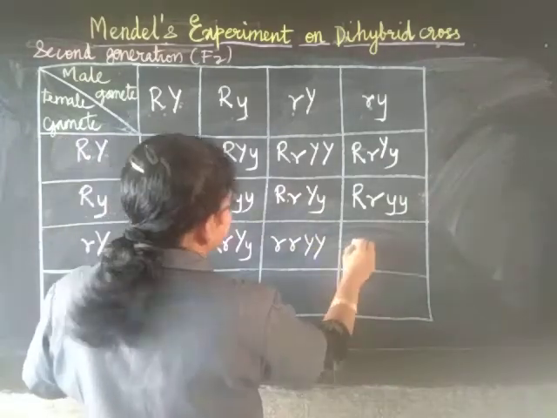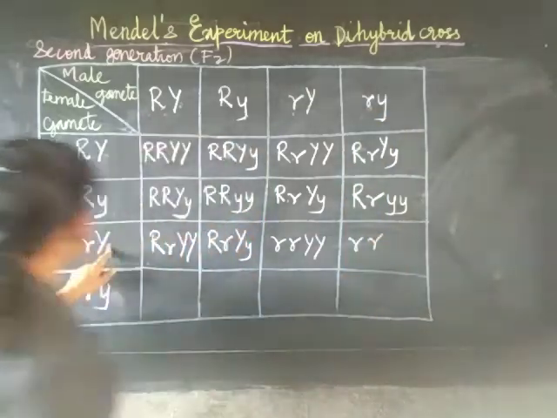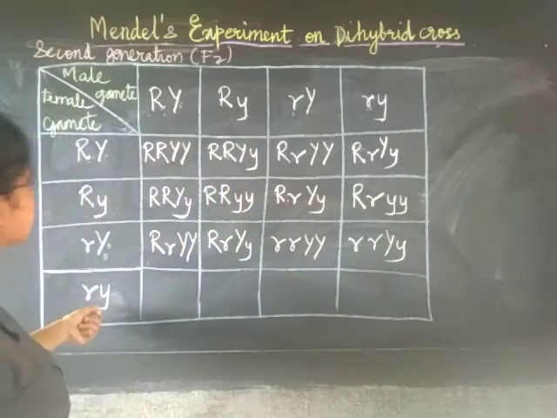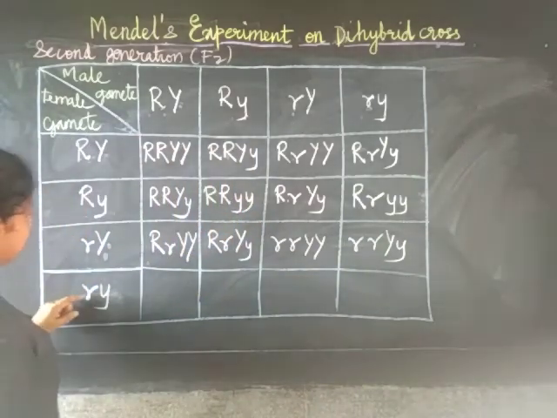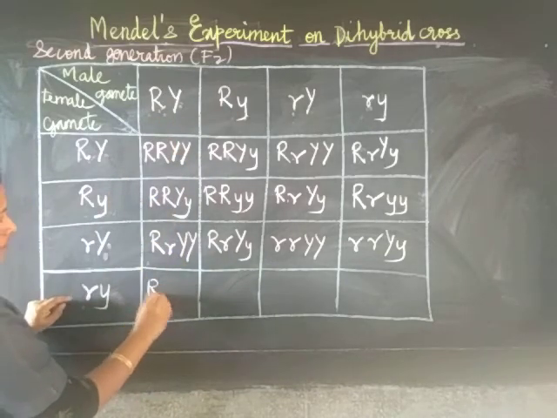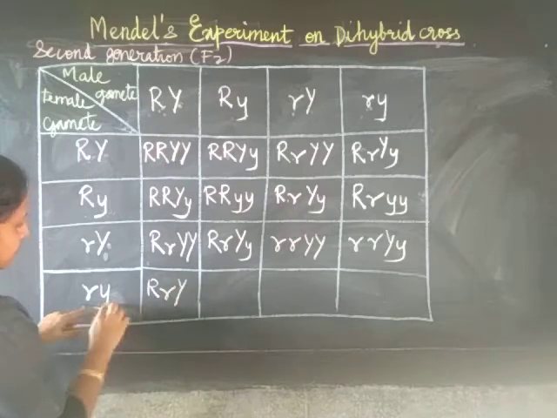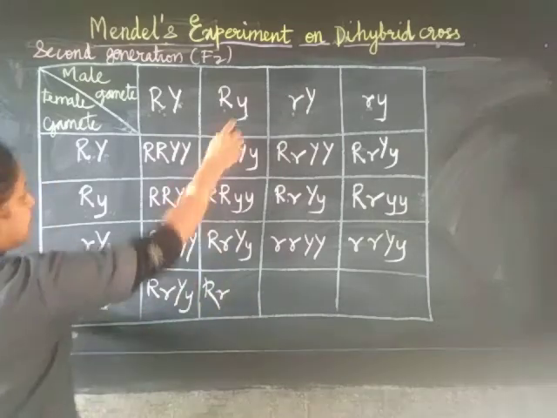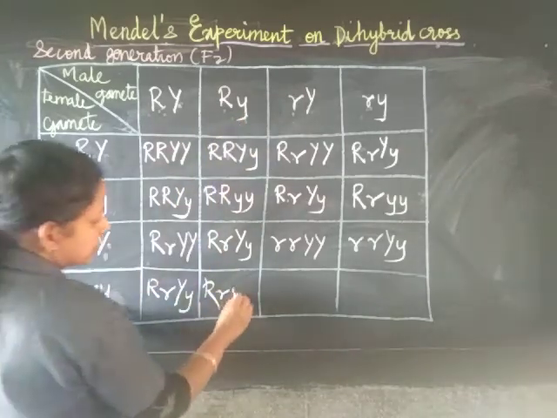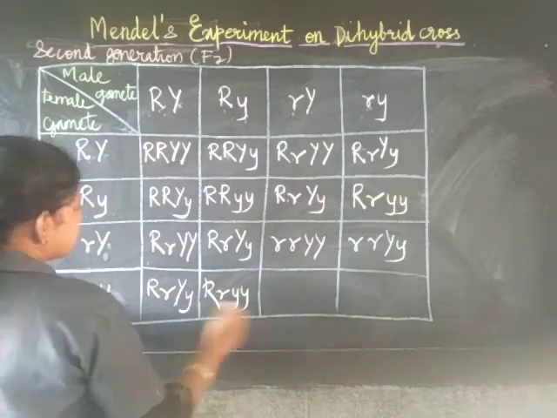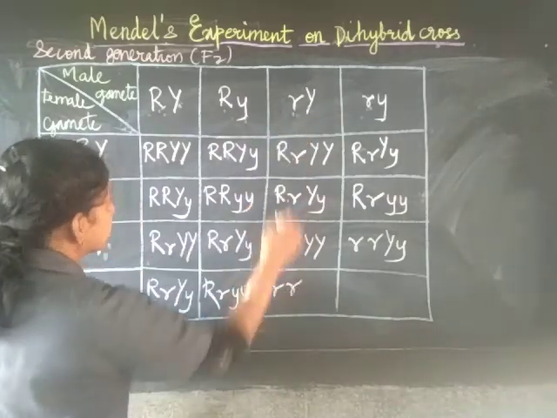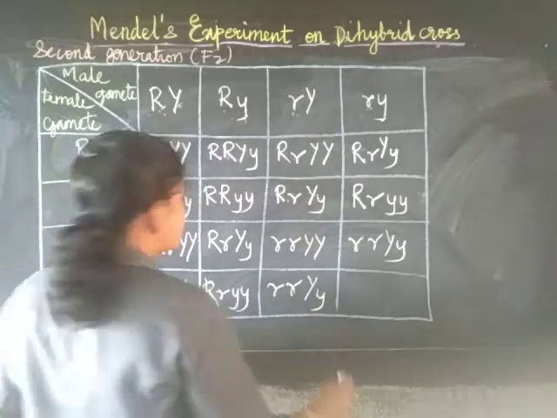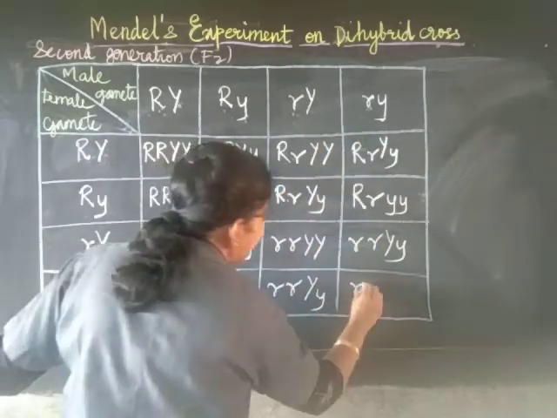Then you can see small r, capital Y, small y, fine. The last combination we'll see now what we are getting. Capital R, small r, capital Y, small y, then capital R, small r, small y, both are small y's, then small r, capital Y, small y, next small r, this small r, small y, small y.